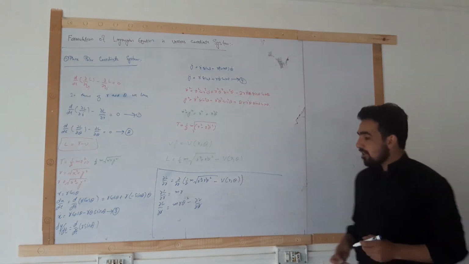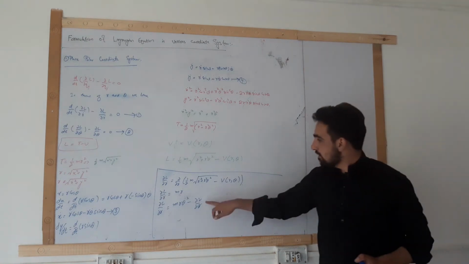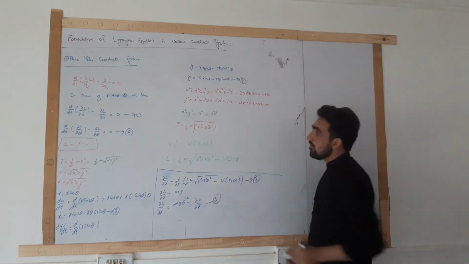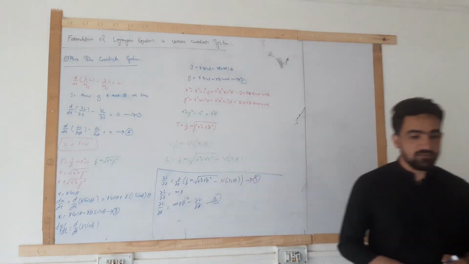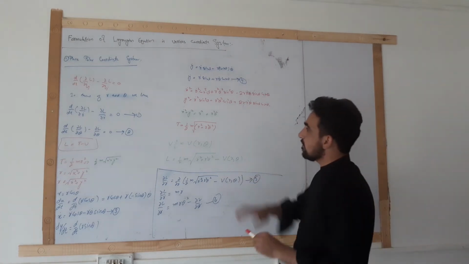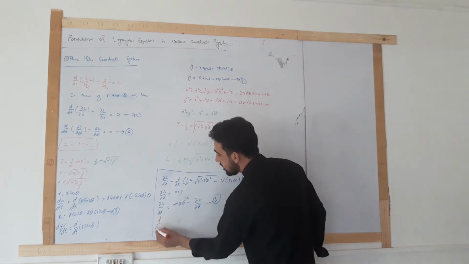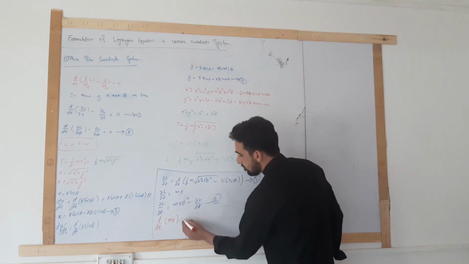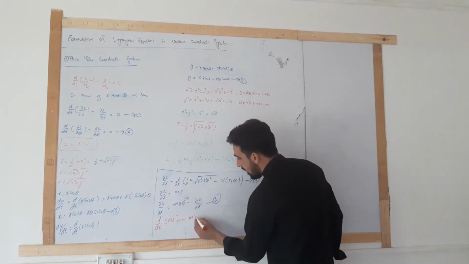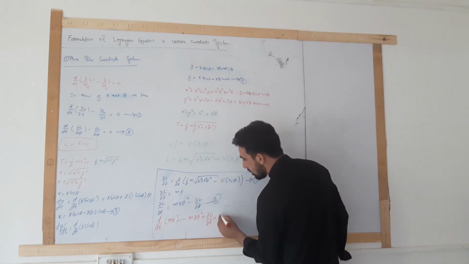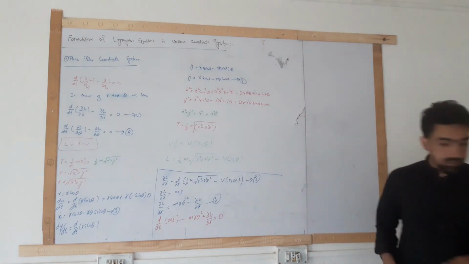Now let us call these equations 5 and 6. We can substitute 5 and 6 in equation 1, and we will have d by dt of m r dot minus m r theta dot squared plus partial V by partial r is equal to 0.